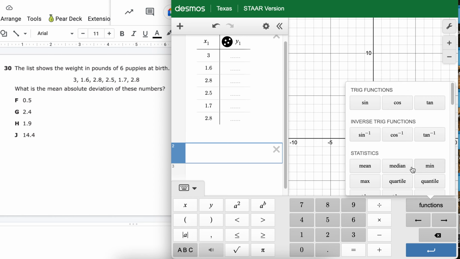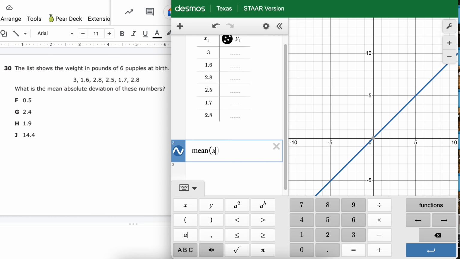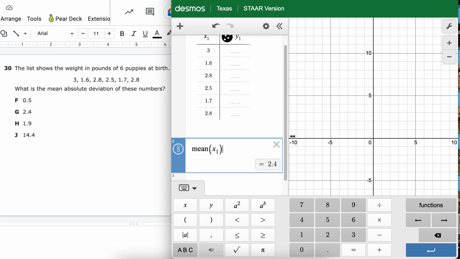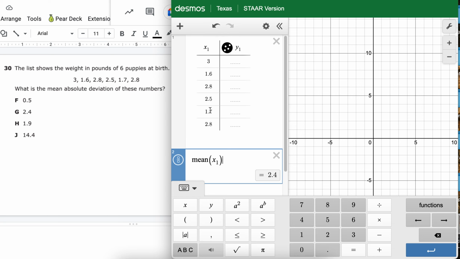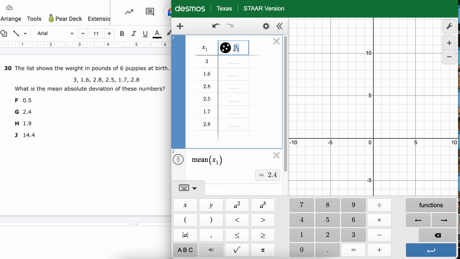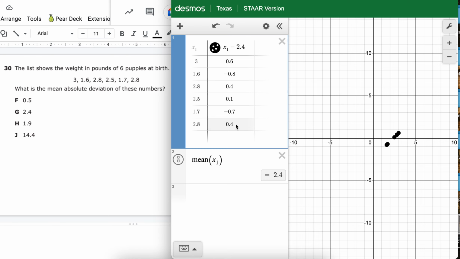I could go over here to functions and choose mean. I could also just type the word mean. So I know the average weight of my puppies is 2.4 pounds. Now, what if I wanted to know how far is each of these values from 2.4? Some will be a little below and some will be a little above. Oh, look, it plotted it too. That's pretty cool. All right.